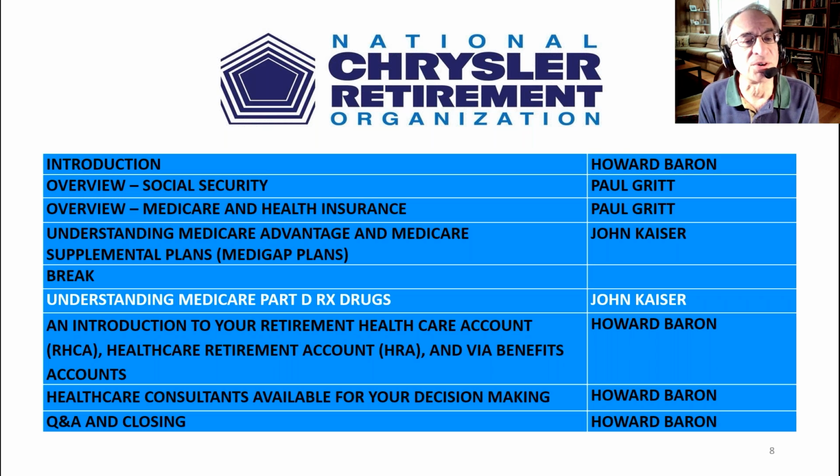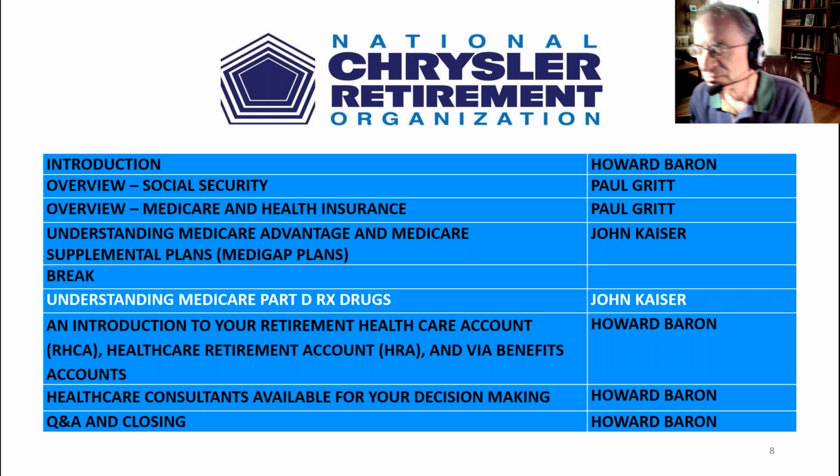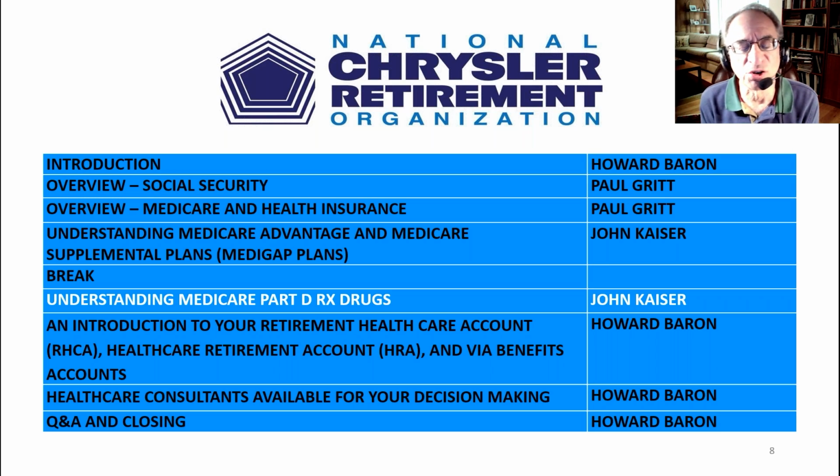You can see that there's a lot of information that we have, and Medicare, as you see, can be pretty complicated. So what we've gone through so far is Social Security and a Medicare overview, and Medicare traditional versus Medicare Advantage. Now, John Kaiser is going to do a presentation on the drug plans, Medicare Part D. So, John, I'm going to show your slides and take it away.